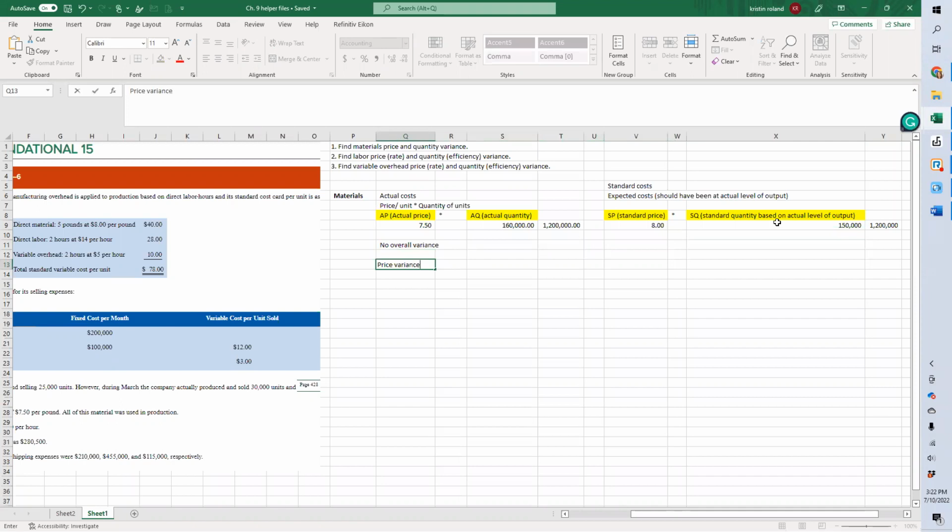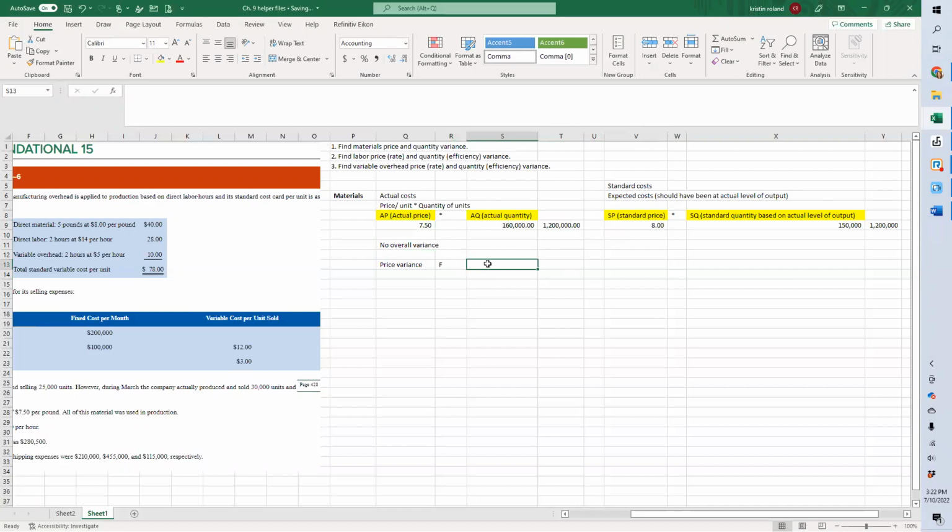So we are going to identify our price variance. And first of all, just to look and make sure everything makes sense, right? The actual price I paid was $7.50 per unit, and the standard price, what I expected to spend, was $8 per unit. So is that a favorable or unfavorable difference? You said favorable, right? We spent less per unit than we expected. So the price variance is going to be favorable.